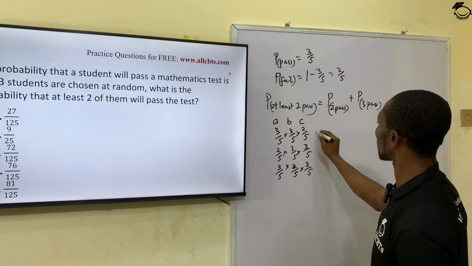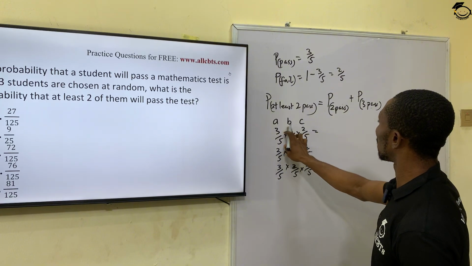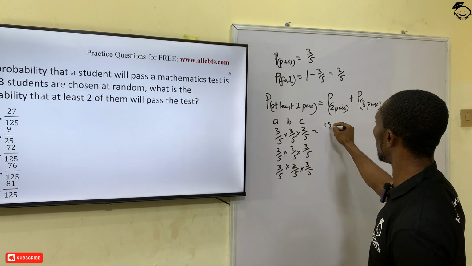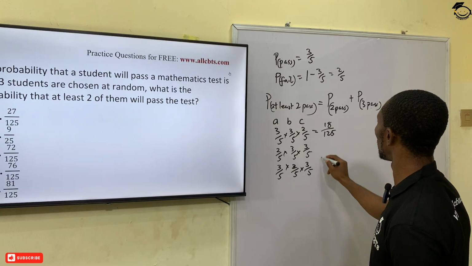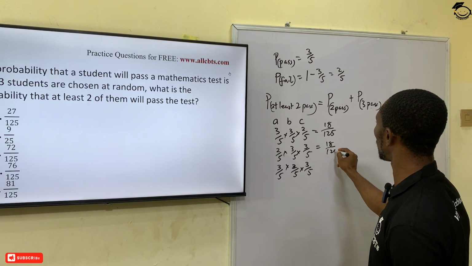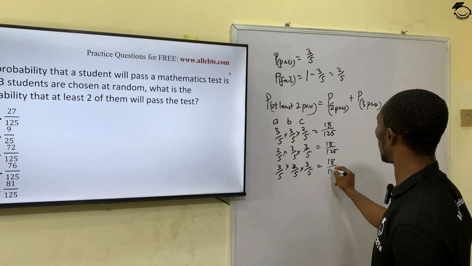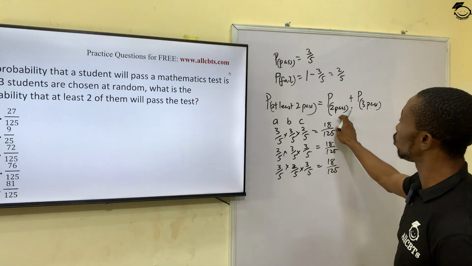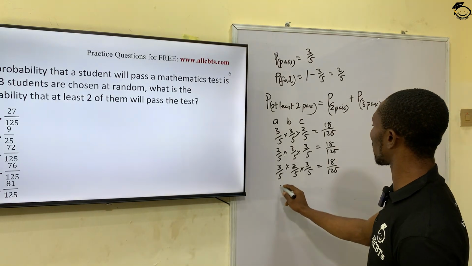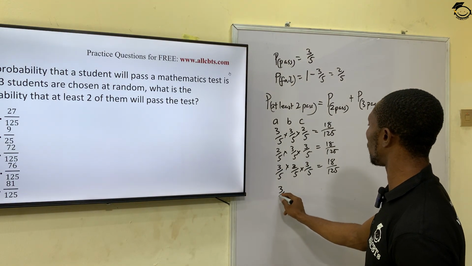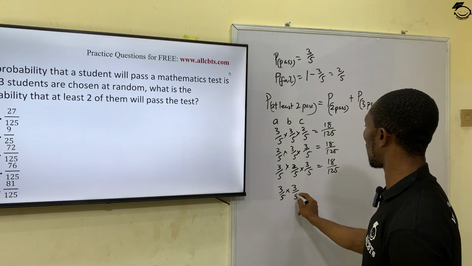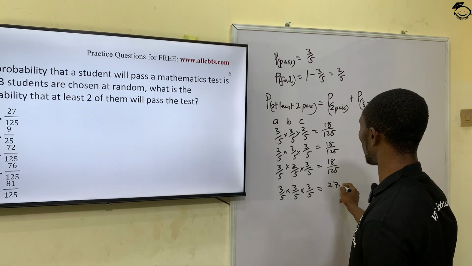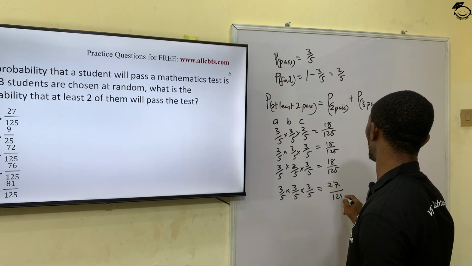Alright, we have this as 3 times 3, 9. 9 times 2, 18 over 125. 18 over 125 and 18 over 125. Alright, that's the probability that 2 would pass. And the probability that 3 of them would pass would be 3 over 5 times 3 over 5 times 3 over 5, which gives us 27 over 125.